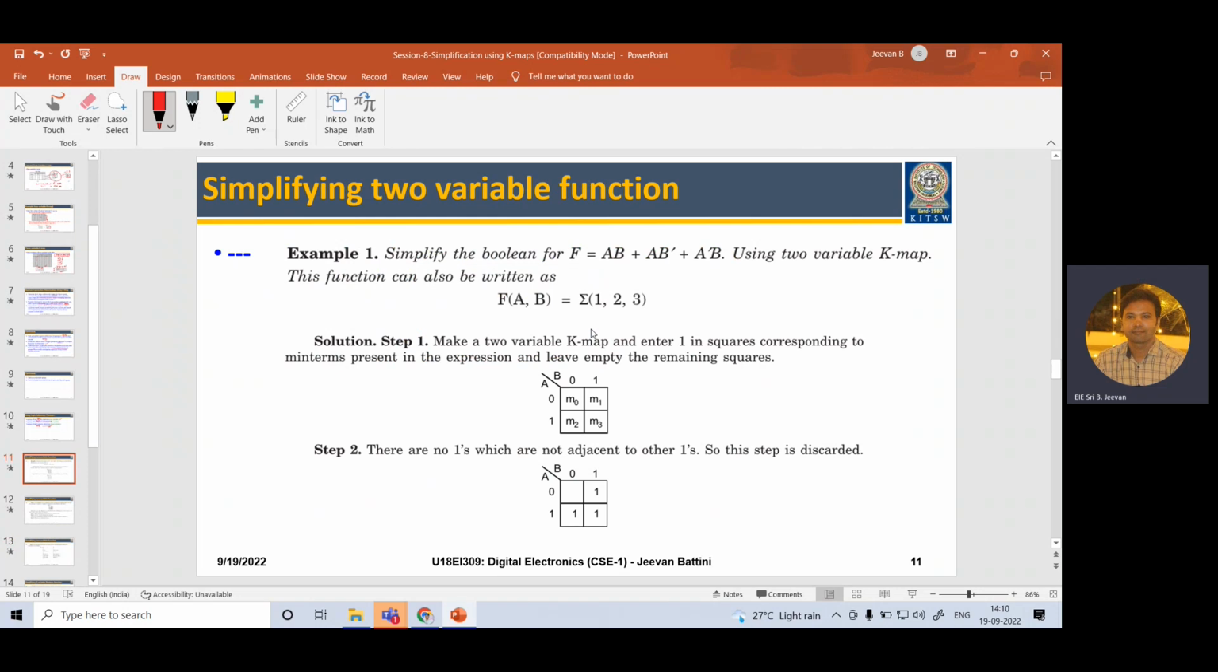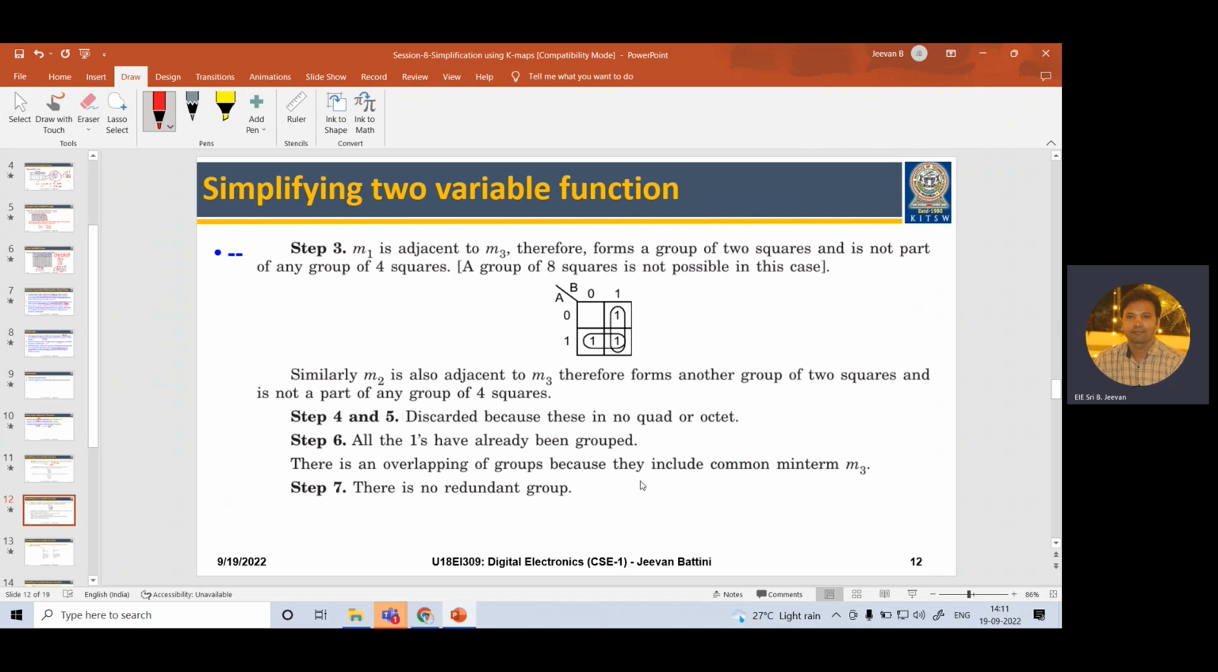Simplify the function. F is equal to A plus A bar B. So very simple. Sigma of AB, AB means 3 actually, not 1. This is not 0 and this is 0. So it is 2 and 3. So put 1 in those square boxes. That's representing the function A.